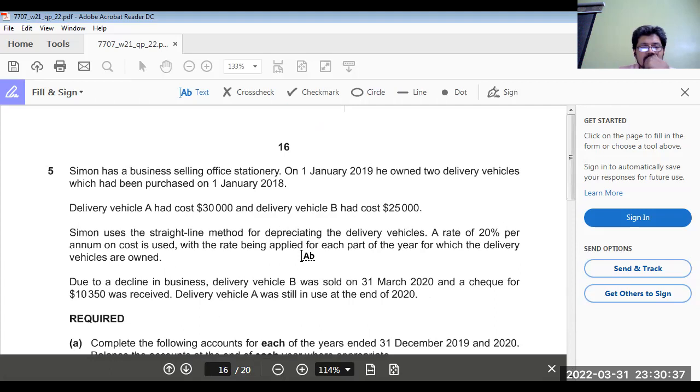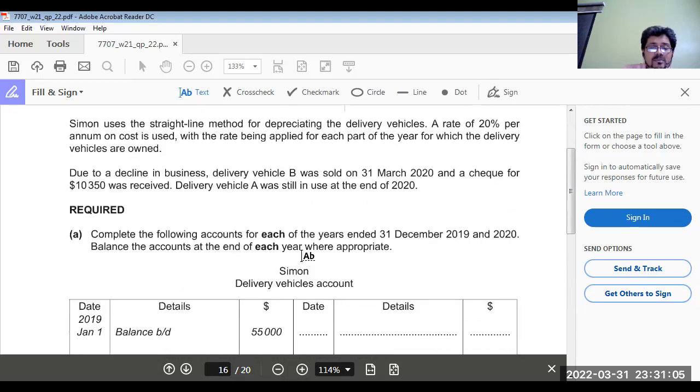Okay. Simon is a business selling office stationery. On 1st January, he owned 2 delivery vehicles which had been purchased on 1st January 2018. Delivery A had a cost of $30,000 and delivery B cost 25,000. Simon uses the straight line method of depreciating delivery vehicles at a rate of 20% per annum on cost, with the rate being applied for each part of the year for which the vehicles are held. Due to a decline in business, delivery B was sold on 31st March 2020 and a cheque for 10,050 was received. Delivery A was still in use at the end of 2020. Complete the following accounts for each of the years ended 31st December 2019 and 2020. Balance the account at the end of each year.